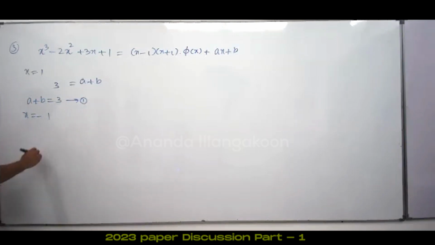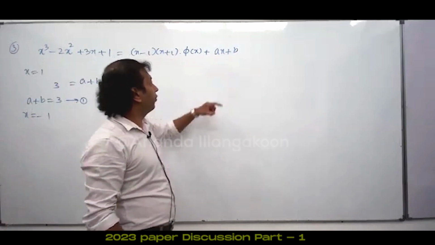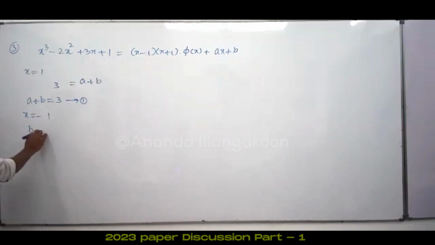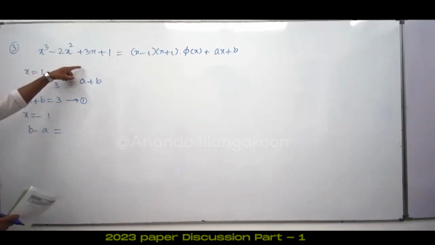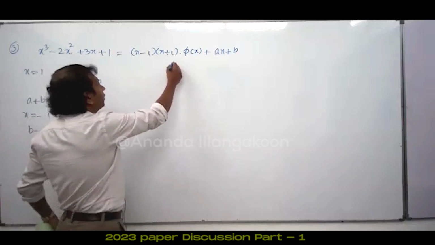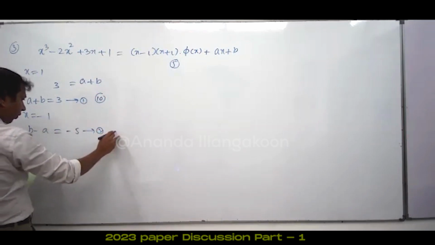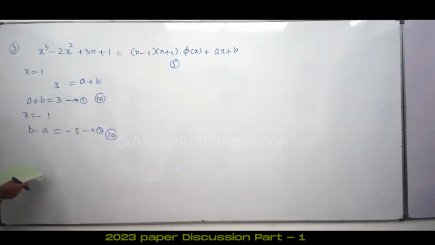Put x equals minus 1. Then again, this is 0, the product will be 0. We get b minus a here, equals, when you put x equals minus 1, we get minus 5. Then write in this one 5 marks given. Take in this 10 marks, this also 10 marks. By solving these 1 and 2, 1 plus 2 gives 2b equals minus 2, b is minus 1, and thereby we get a as 4 by solving these two equations.